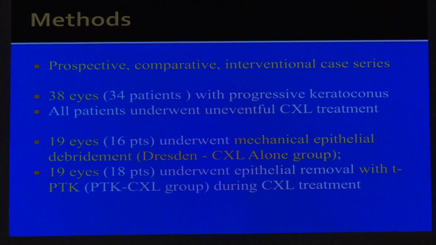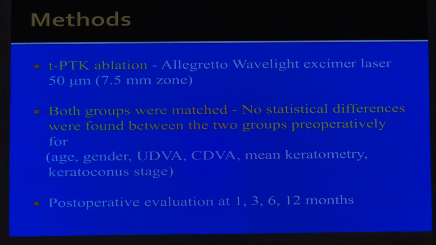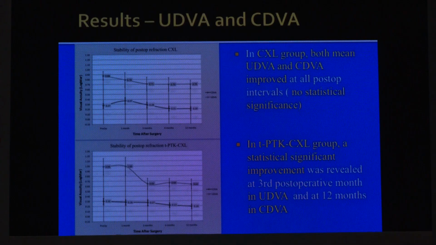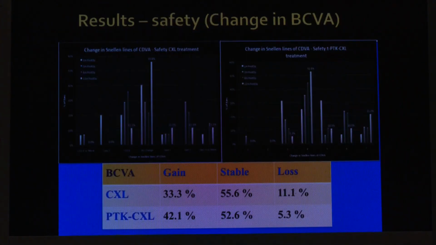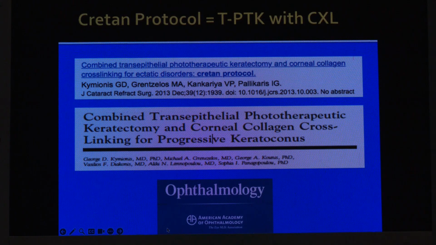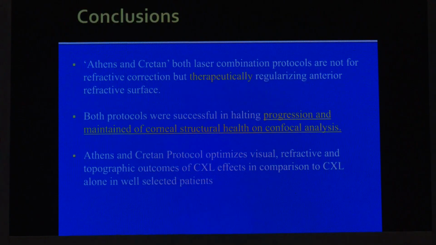And in this case, we had 38 eyes which were randomized, and we did TPTK by 50 micron, and we could actually showcase that there was a statistically significantly better outcome when we combined TPTK with CXL rather than doing a mechanical epithelial debridement, which was done in CXL alone, with more lines gain, which was seen in the TPTK CXL group as well. So far we have done 4 long-term publications about this, and recently we have showcased that over 5 years of duration, this has shown a very good stable outcome with improved visual analysis.